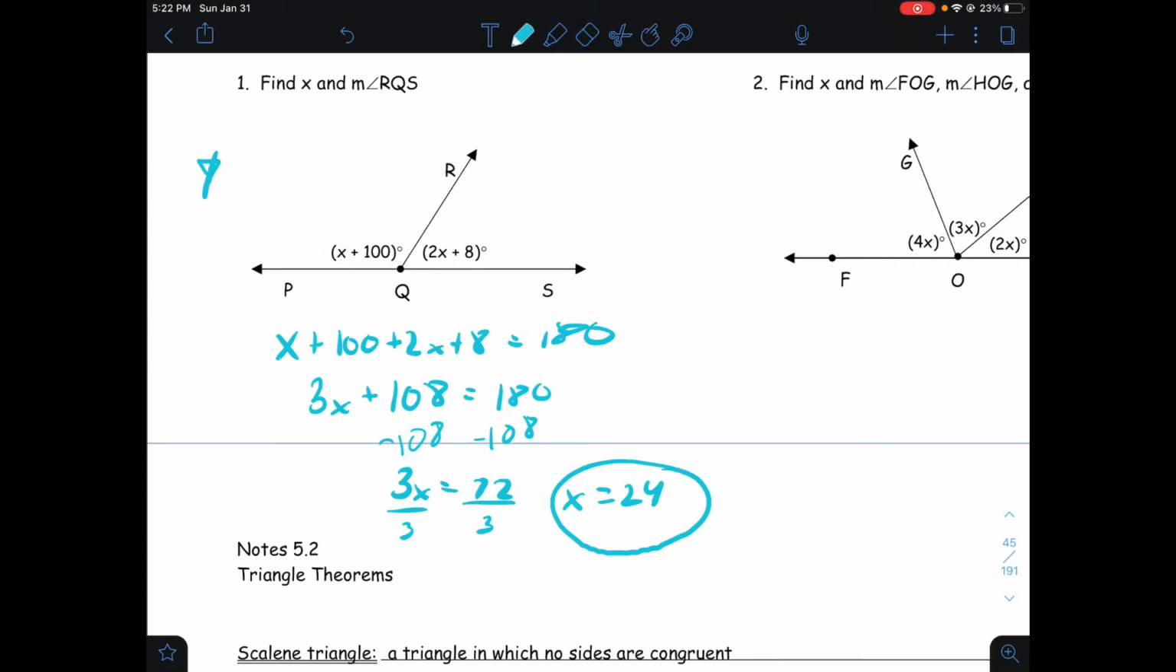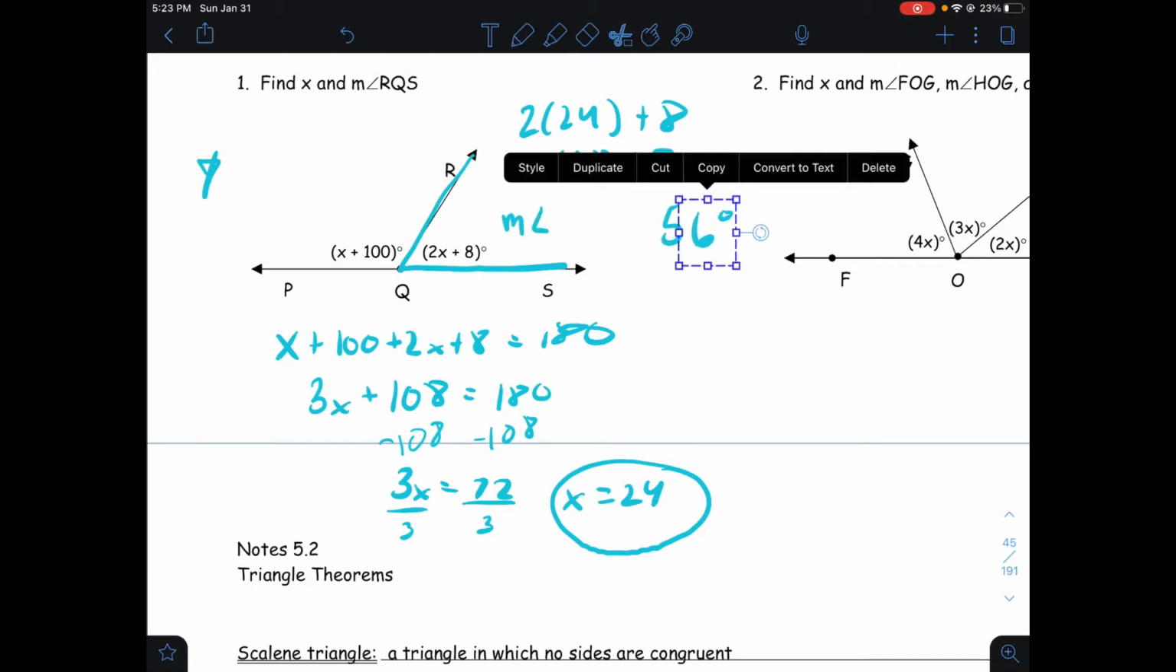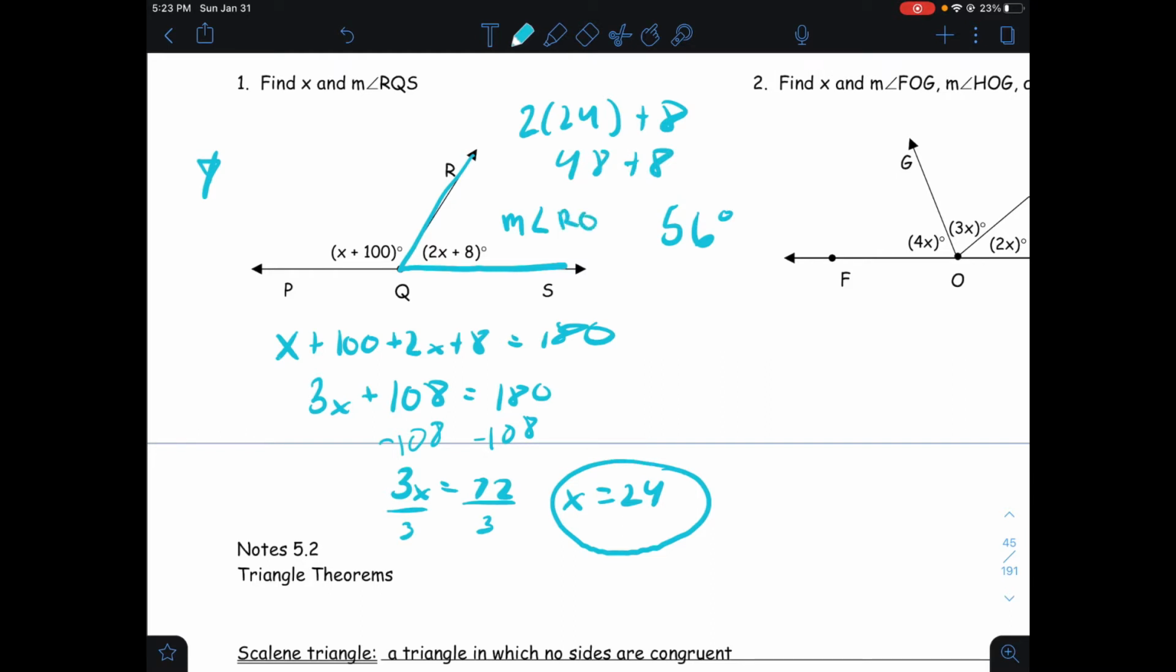Now they want us to figure out what angle RQS is. That's angle RQS. We're going to plug in 24 for x. We'll say 2 times 24 plus 8. It's going to give us 48 plus 8, which is 56. So we'll say the measure of RQS equals 56 degrees. Awesome. Next one.